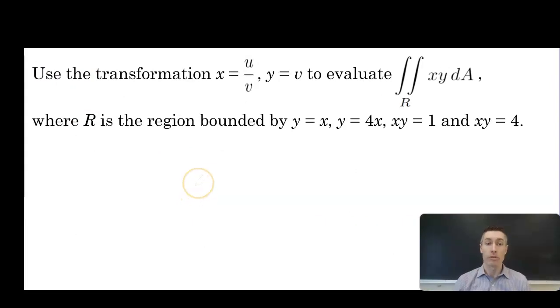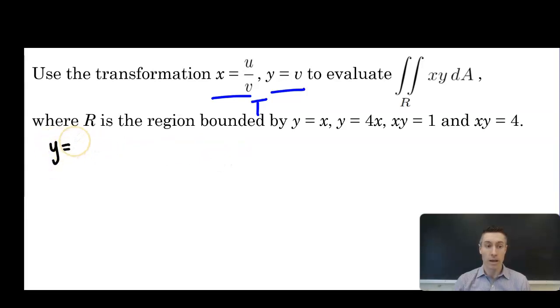Our next example, use the transformation x equals u over v, y equals v to evaluate the double integral over the region R of xy dA, where R is the region bounded by y equals x, y equals 4x, xy equals 1, and xy equals 4. So, first thing, identifying there's our transformation. And we have to use that transformation to redefine all four curves.